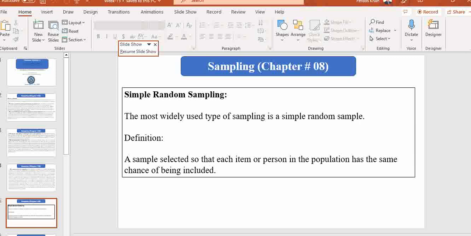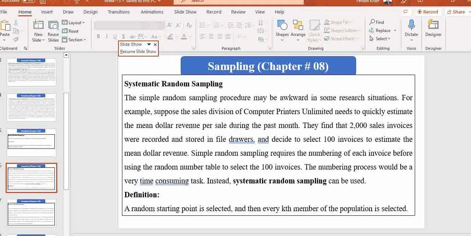We can say the definition: a sample selected so that each item or person in the population has the same chance of being included. So this means that each item has the same probability of being chosen in the sample. Systematic random sampling is another type of sampling.